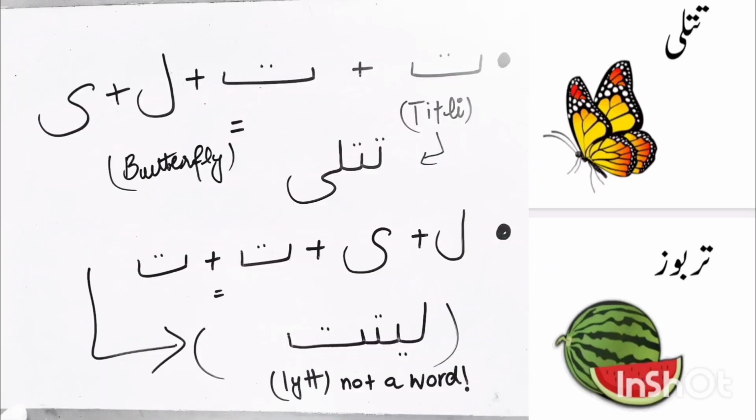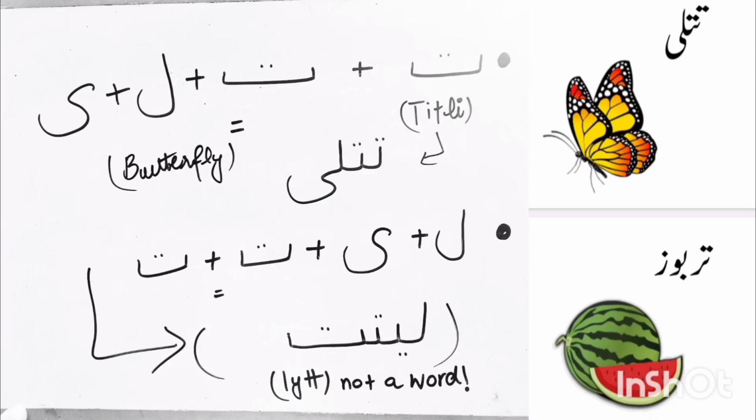Now it's the letter te for us. For te, we have titli. Titli is the word for butterfly. You can see that there are two te here: te and te plus lam and choti ye. Titli. You will not say tatli. Remember that, because I make this mistake every time. It's titli.